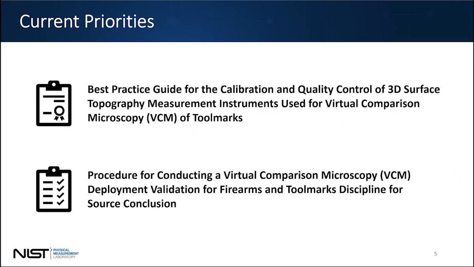So the first 2 documents we decided to tackle are here. The first one is Best Practices Guide for Calibration and Quality Control of 3D Surface Topography Measurement Instruments used for virtual comparison microscopy of toolmarks. Extremely long title. But we looked at instruments that are out there right now and tried to figure out a single set of procedures to help track quality across all the instruments that are available to the laboratories out there. And this ended up being much harder than you would expect, which is why it actually took quite a bit of discussion and time to develop it.